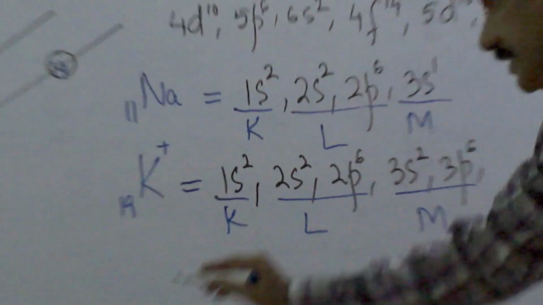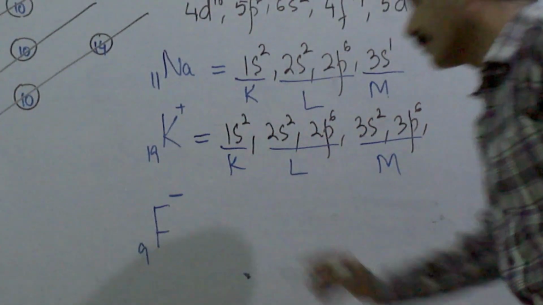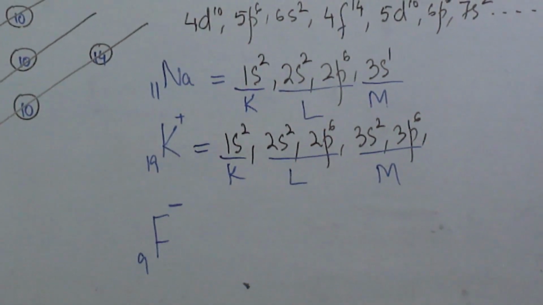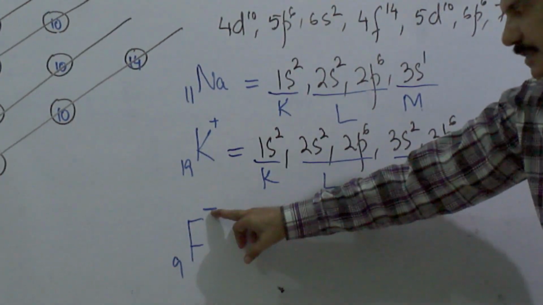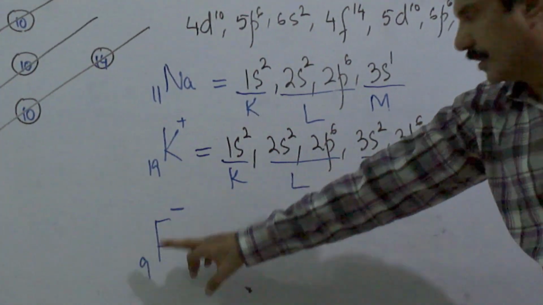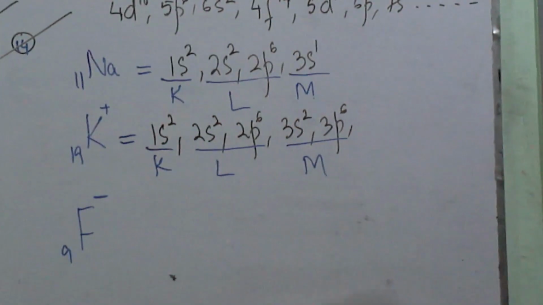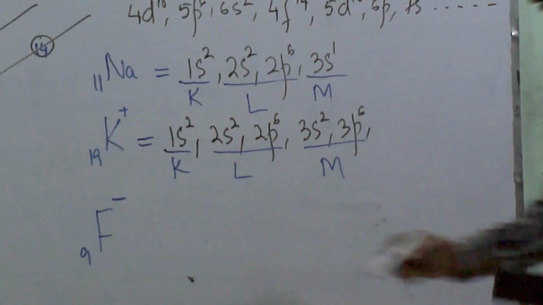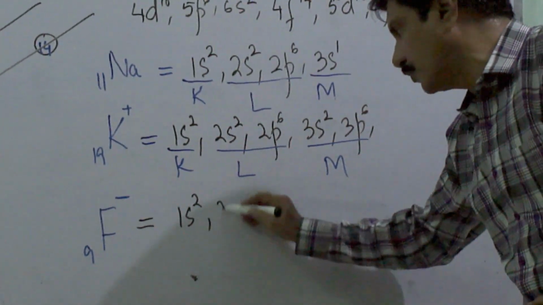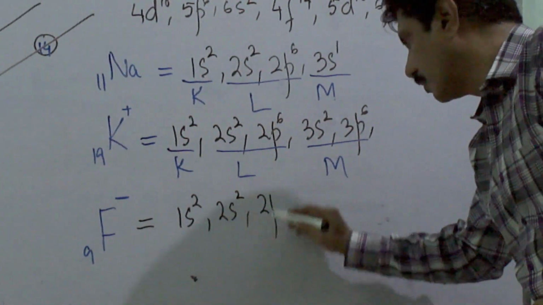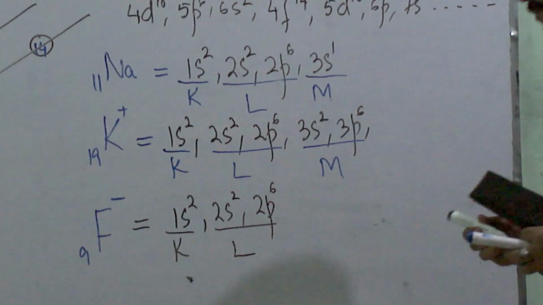Similarly, the last example which I am giving to you is of the fluoride ion. The fluoride ion is a mononegative ion. It has a minus charge on it. The minus charge on fluorine shows that it has gained 1 electron. It had its own 9 electrons, and 1 more electron it has gained. So now we have to fill 10 electrons in all in the fluoride ion. Following the above principle, I must write here 1s2, 2s2, 2p6. The K shell is complete, the L shell is also complete.